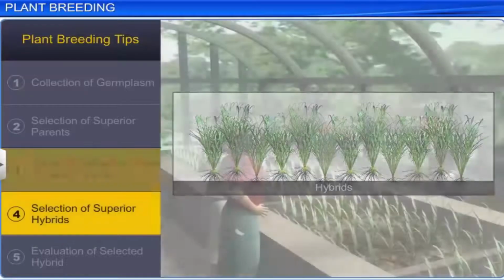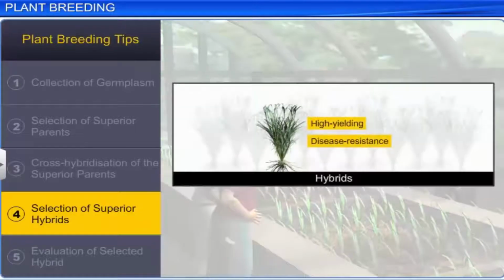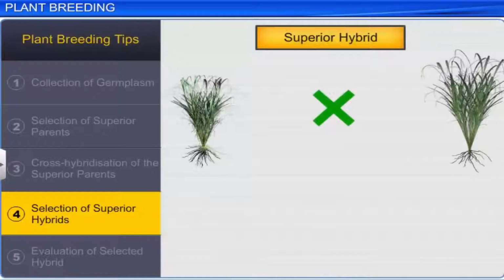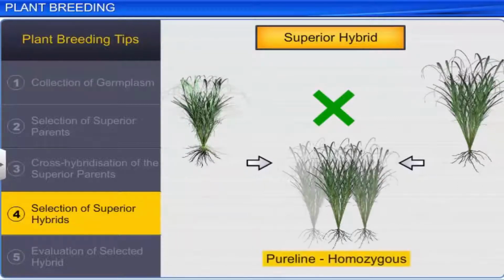The fourth step is the selection of superior hybrids. The desired hybrid is selected from the thousands of hybrids formed during crossbreeding that possess the characters of both its parents. Hence, it is considered superior than its parents. The hybrid is then allowed to self-pollinate till it forms a pure line of homozygous plants.